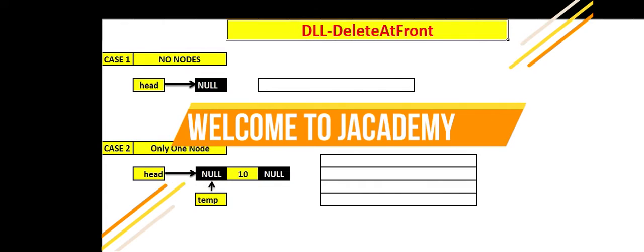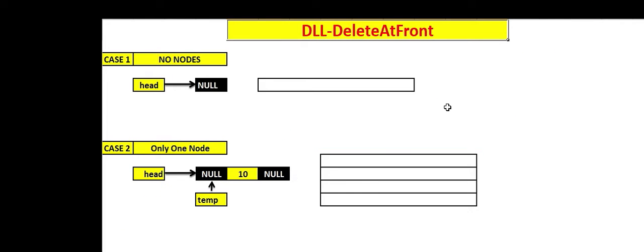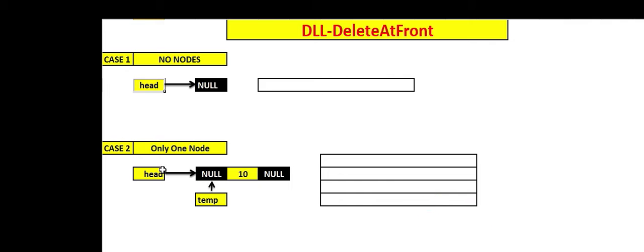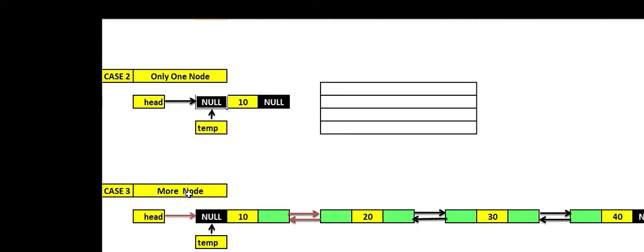Welcome to JAcademy. In this video, we learn how to delete any node from the front of the DLL. Okay, so there can be three scenarios. Scenario 1: the head is pointing to null, that means there are no nodes. Scenario 2: the head is pointing to only one node, so that means the head is only one node. And scenario number 3, where you have more than one node.